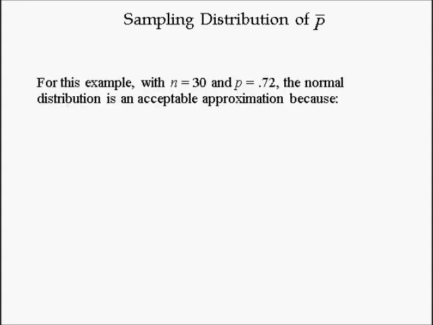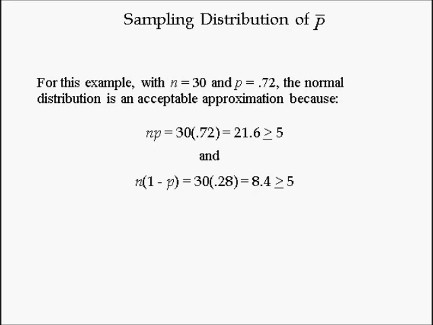For this example, with a sample size equal to 30 and the population proportion equal to 0.72, the normal distribution is an acceptable approximation because the sample size times the population proportion is equal to 30 times 0.72, which is equal to 21.6, a number that is greater than or equal to 5. And the sample size times the difference between 1 and the population proportion is equal to 30 times 0.28, which is equal to 8.4, a number that is also greater than 5.